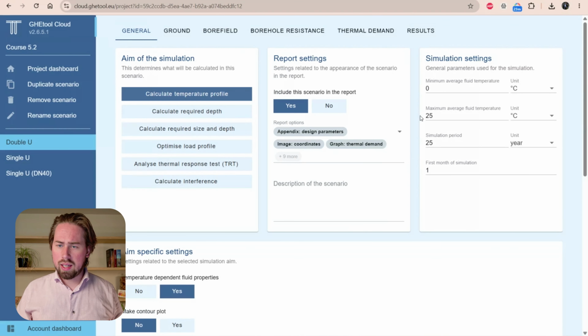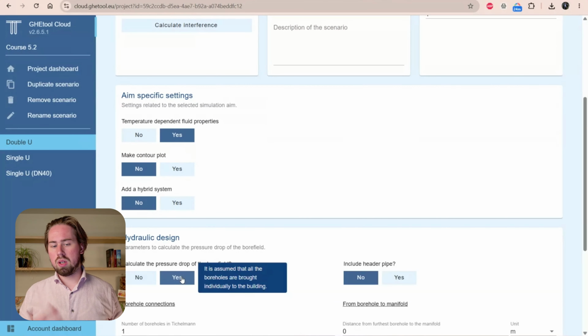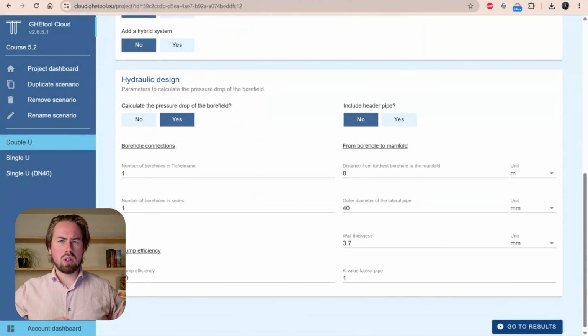It's a situation with active cooling in an auditorium, quite a lot of cooling demand, 25 degrees as a maximum. And whenever we're interested in getting the hydraulic information and the pump electricity consumption, it's important to say, yes, I want to calculate the pressure drop of the bore field. Now, the horizontal connections, we do not really care about at the moment. It's just this pump efficiency that will get us to the electricity consumption. So let's keep everything at the default value, shall we?